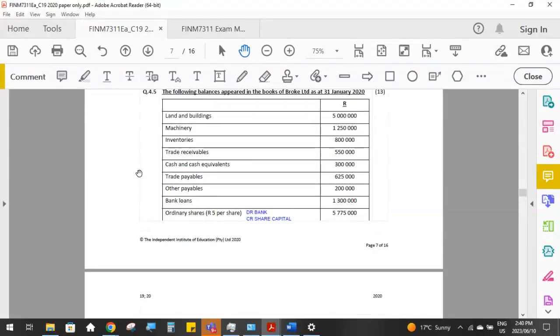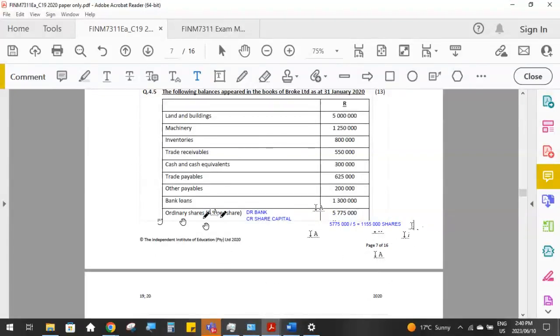If you remember over here, they've given you the ordinary share capital as a total value, but they did tell us what each one of those shares was worth. So your calculation will be to take that 5775 divided by the 5 rand, and that will tell you the number of shares that they initially sold.